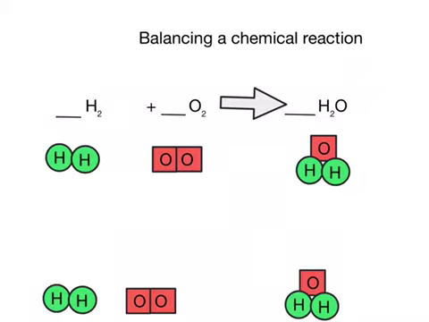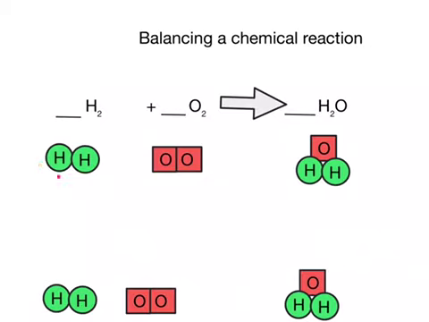So if I look right now, I can see that I've got 2 hydrogens on my reactant side. I've got 2 oxygens on my reactant side. And then on my product side here, I've got 2 hydrogens and 1 oxygen. So you can see the pictures below.